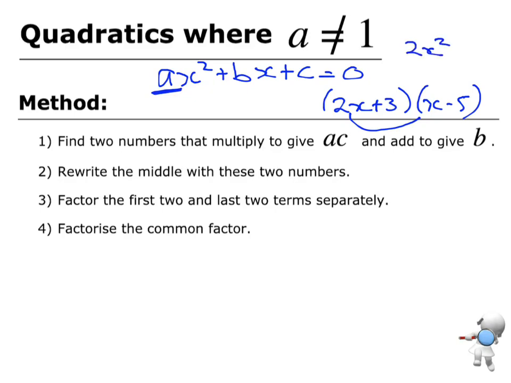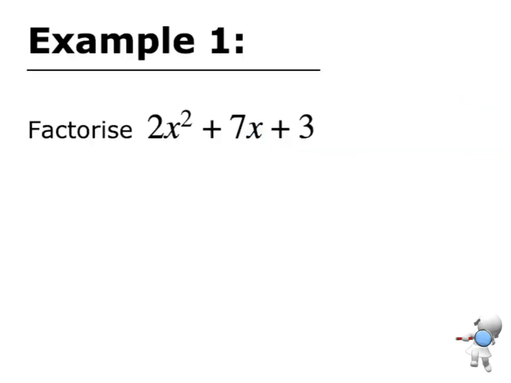Alright, so these are the types of problems that we want to deal with. So we've got a method here. So we want to first of all find the two numbers that multiply to give AC. So I take the number in front of x squared and the number c by itself. And then I also want to find the ones that will add to give b. Okay, so let's do an example.